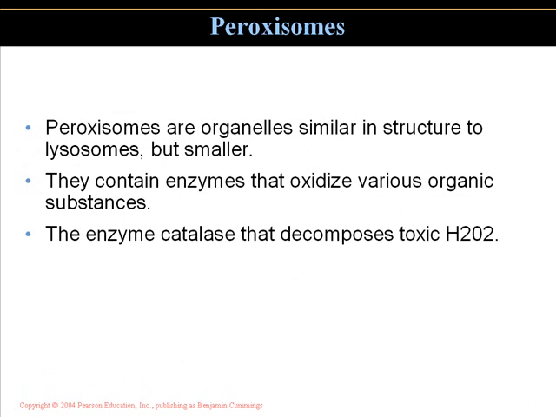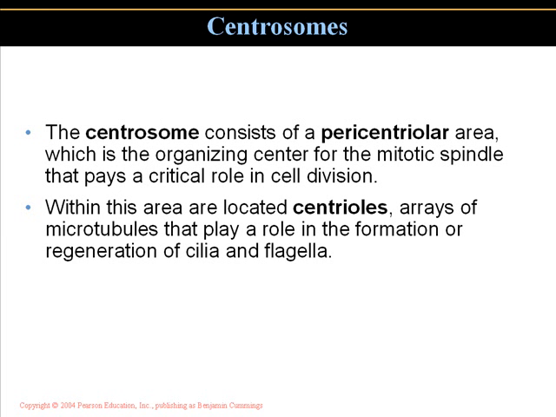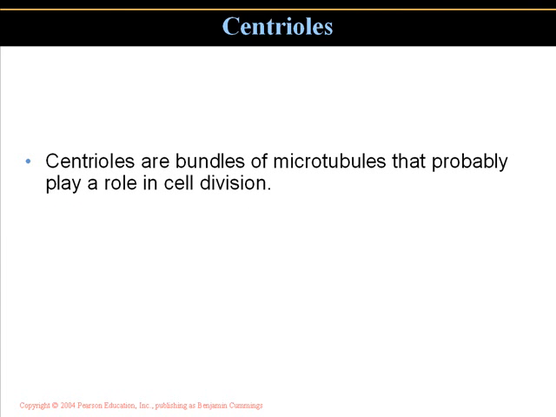Peroxisomes are organelles similar in structure to lysosomes but smaller. They also contain enzymes. They oxidize various organic substances. The enzymes catalyze the decomposition of toxic hydrogen peroxide inside of cells. Centrosomes. The centrosomes consist of a pericentriolar area, which is the organizing center for the mitotic spindle and plays a critical role in cell division. Within these areas are located centrioles, arrays of microtubules that play a role in the formation and regeneration of cilia and flagella. Centrioles are bundles of microtubules that probably play a role in cell division.